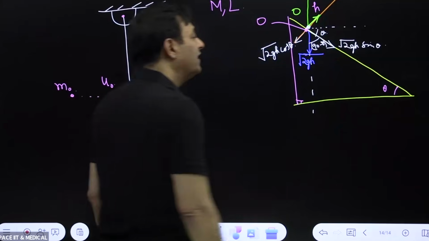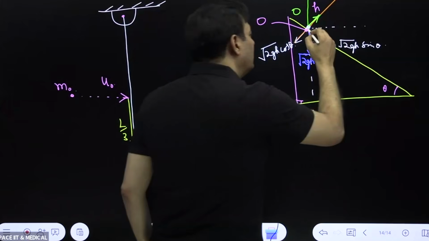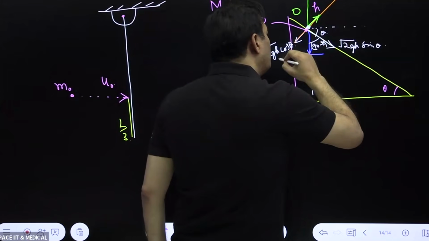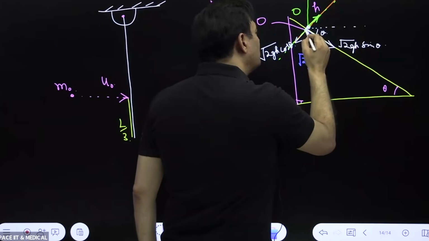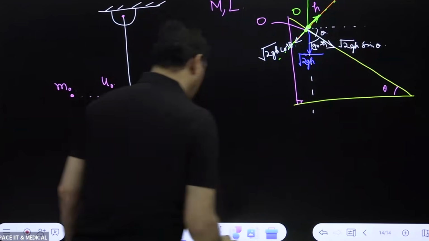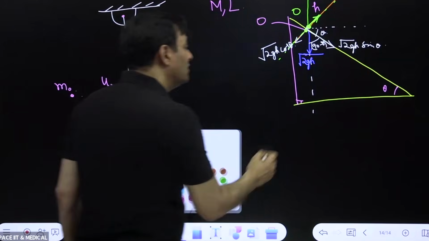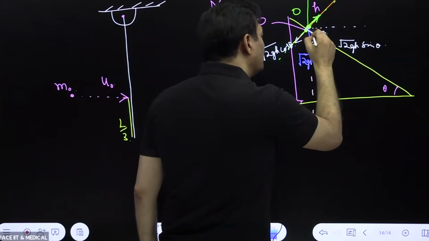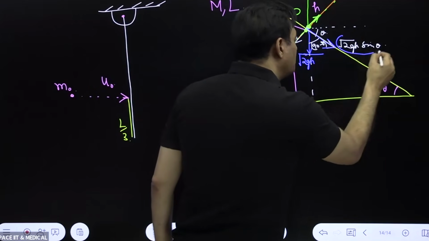Zero, if it is a perfectly inelastic collision. For an inelastic collision, the velocities along the common normal will become the same. Because the wedge has zero velocity, the ball will also have zero velocity in this direction. But it doesn't say the same thing for this direction. For this direction, the ball will continue with this velocity, so this velocity is not zero.